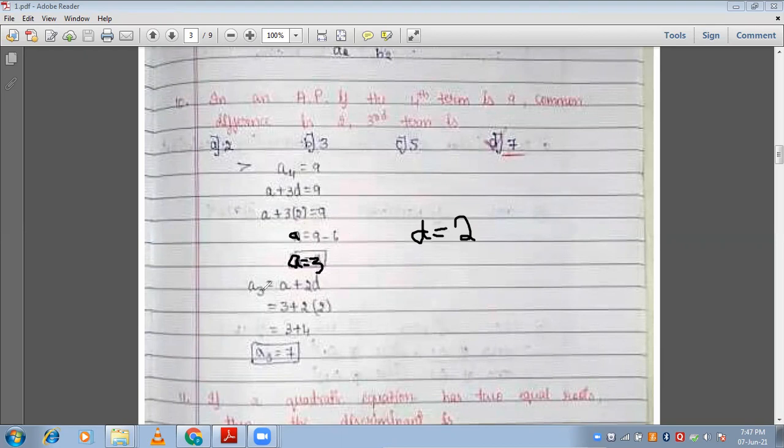Then A3, the third term that you need to find, is equal to A plus 2D. We know the values of A and D. Substitute here, and you will get A3 is equal to 7. So option D is right. Next question.